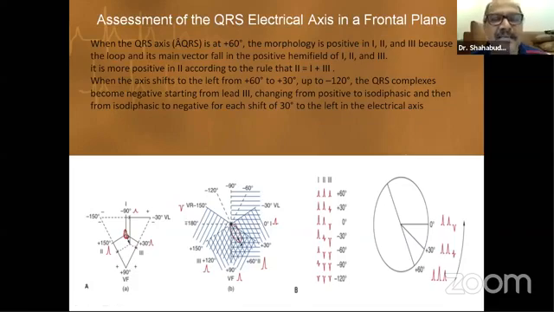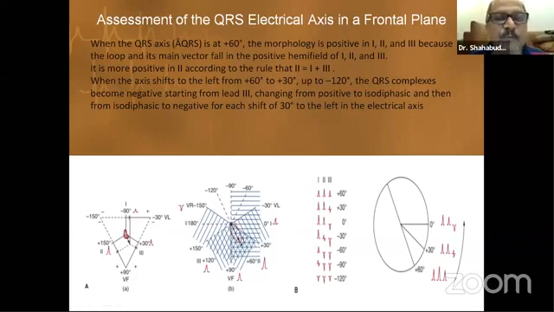When a QRS complex is at 60 degrees, the morphology is positive in leads 1, 2, and 3, as we all know it's mandatory in the hemifield. The loop and the main vector fall in the positive hemifield of 1, 2, and 3. This is 1, this is 2, and this is 3. So 60 degrees is positive in all three leads.